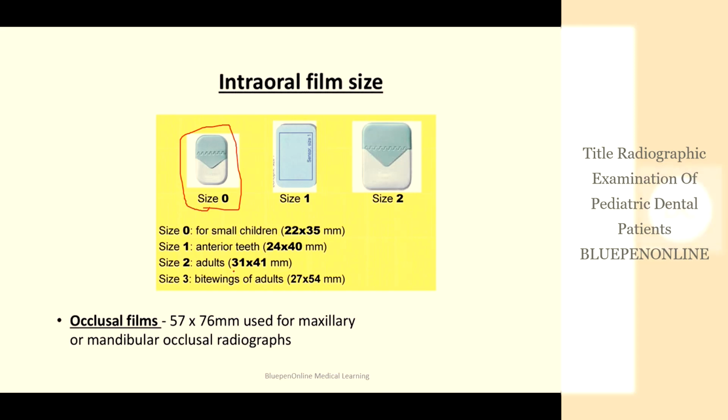The other intraoral film we use in case of the occlusal technique is the occlusal film. Its measurement is bigger than the size 2 film, which is about 57 and 76 millimeters, and it is used for maxillary and mandibular occlusal radiographs.